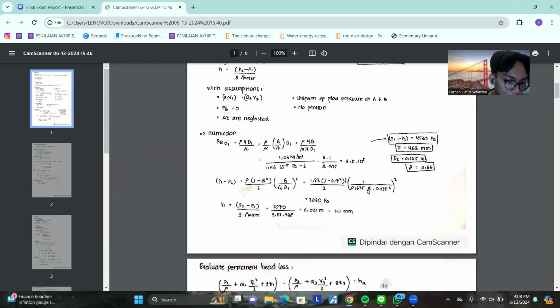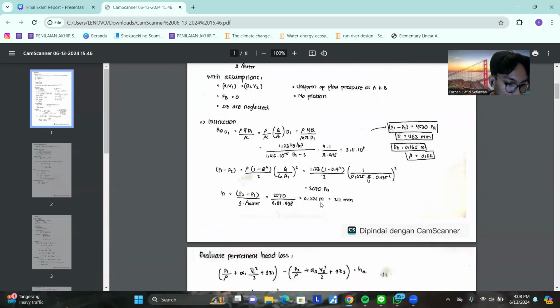So our first guess for the value of D1 is 1.165 meters, which yields a beta of 0.7. The orifice coefficient is about 0.625. Then we get the pressure difference between P1 and P2. By these equations, we get a pressure difference of 2070 Pascal.